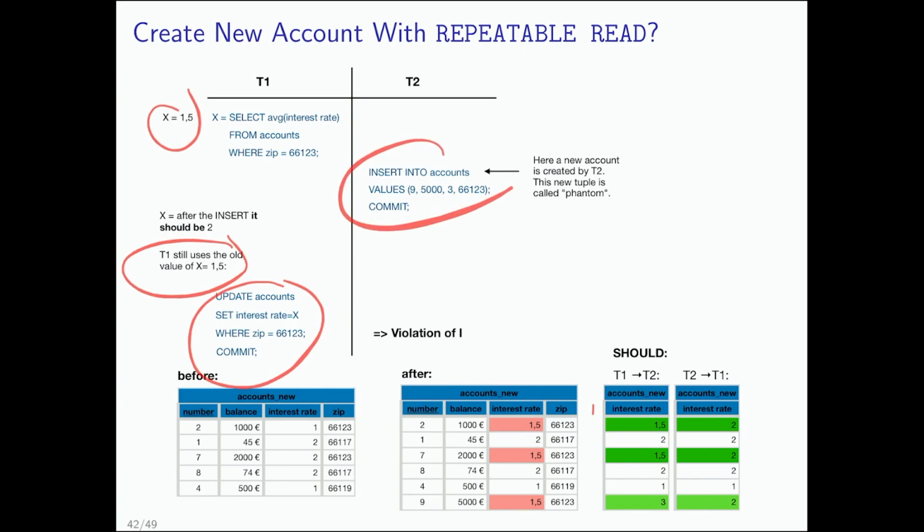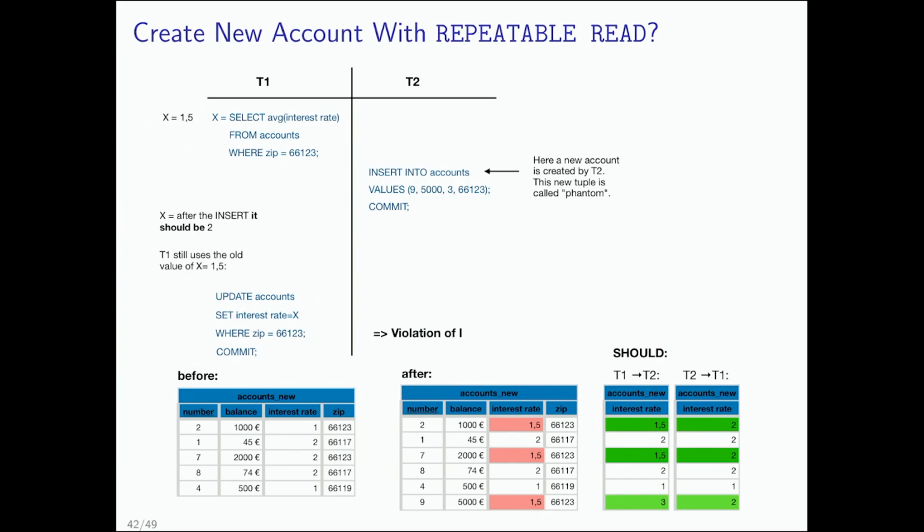Yeah? So you again can reason along the state before and after. So before, the state of the table is that. Afterwards, you change the interest rate of all of these 6, 6, 1, 2, 3 zip tuples to 1.5. However, if you execute that in serial order, first T1, then T2, that would have been the result. If you executed T2, then T1, this would have been the result. And none of that is equivalent to what you did in the interleaving. So that's obviously an isolation problem.